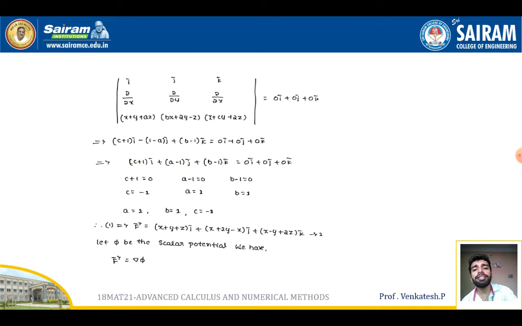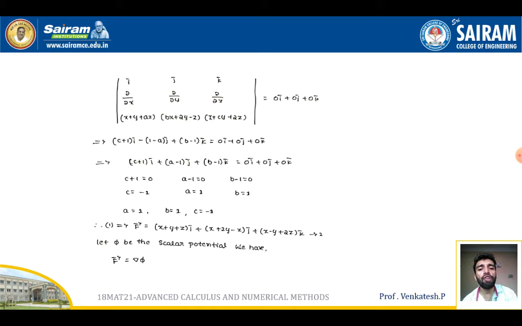So on expanding this determinant, I'll be getting (c + 1) i - (1 - a) j + (b - 1) k is equal to 0i + 0j + 0k. On simplifying this further, I'll be having (c + 1) i cap + (a - 1) j cap + (b - 1) k cap is equal to 0i + 0j + 0k.